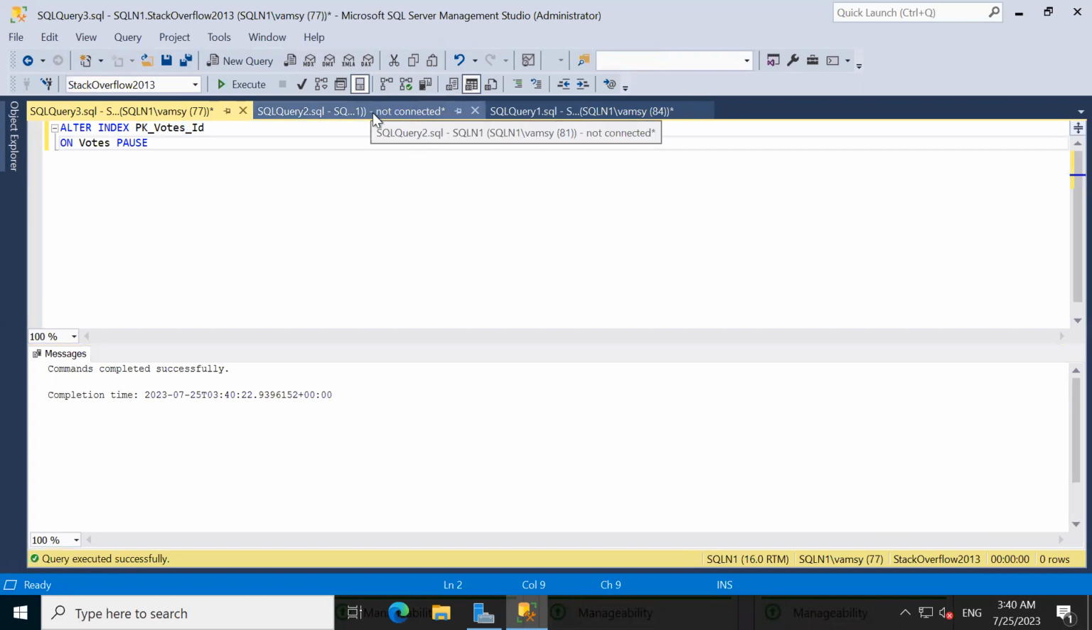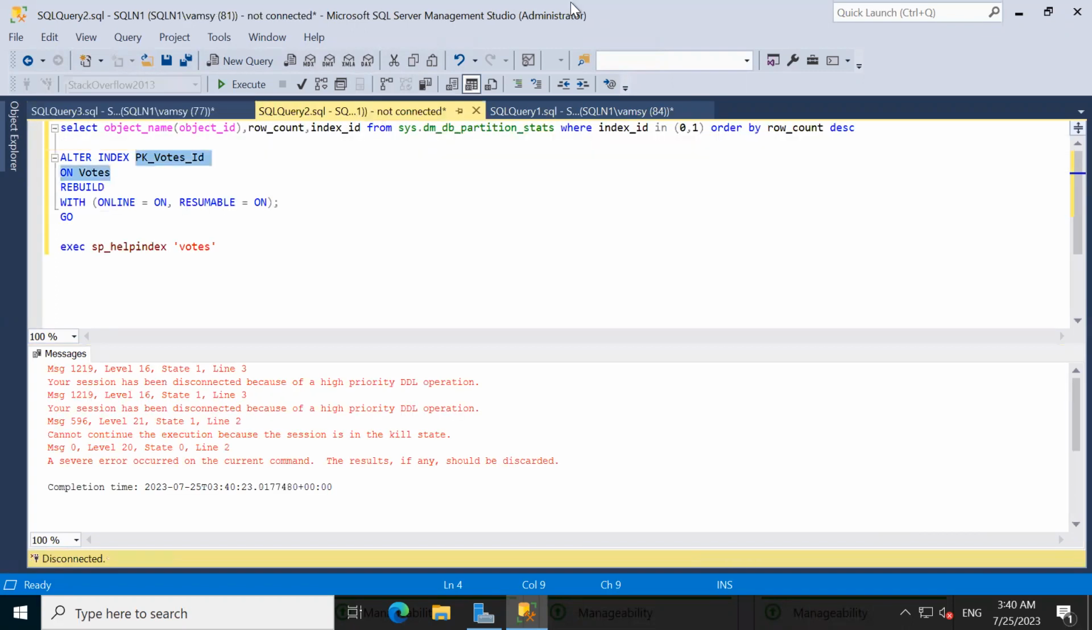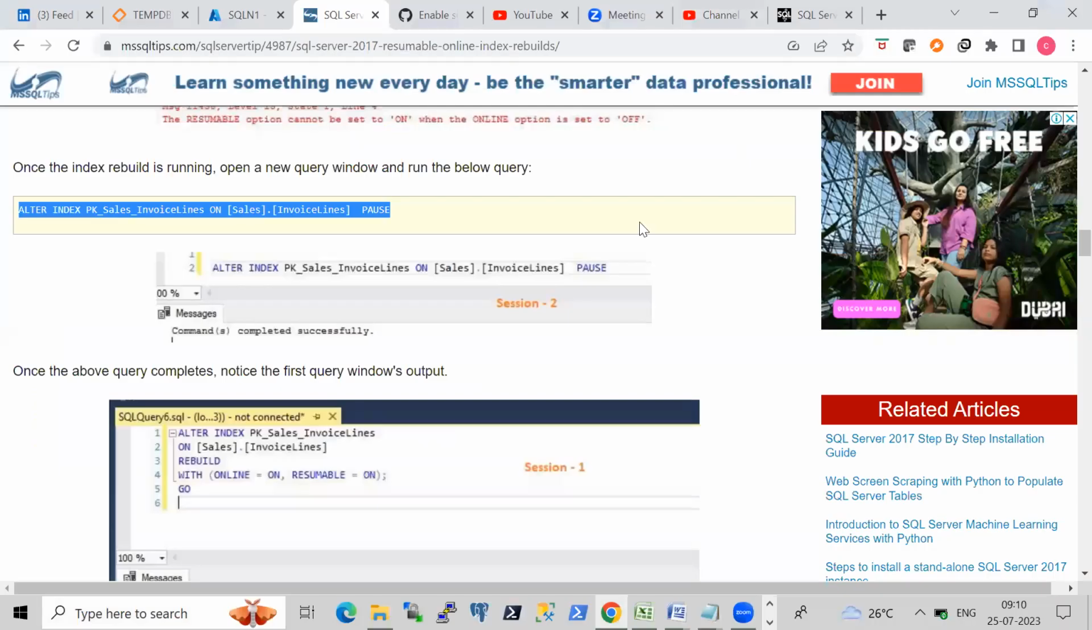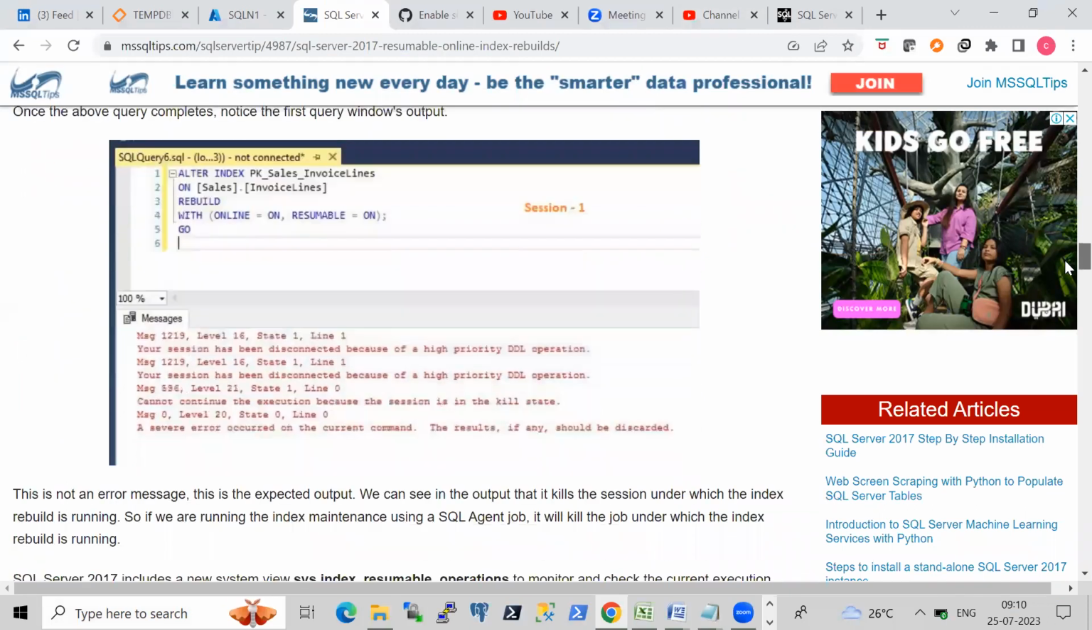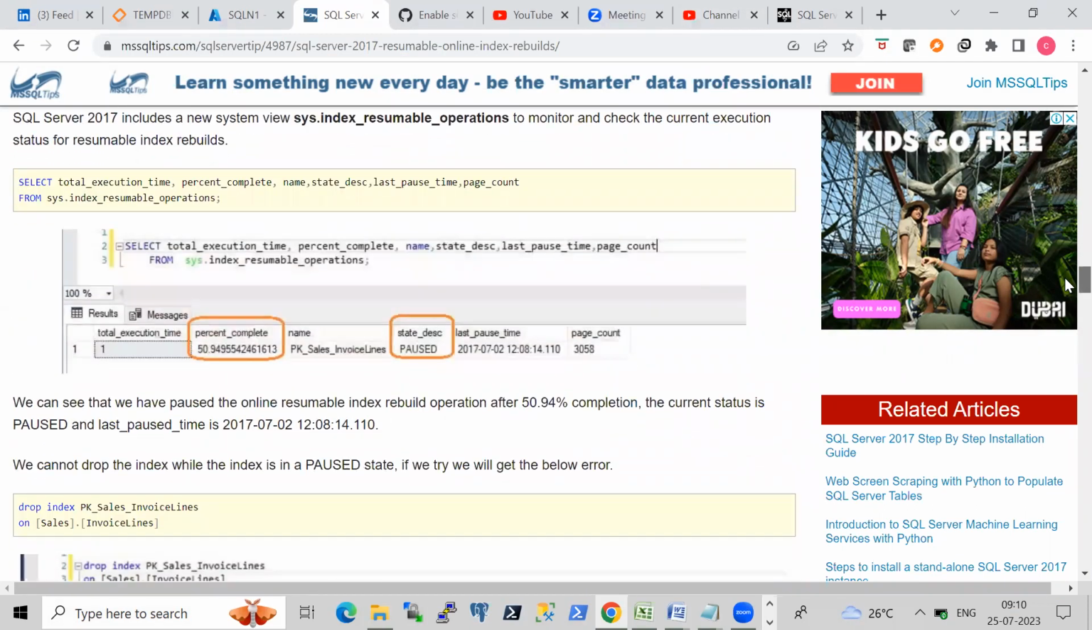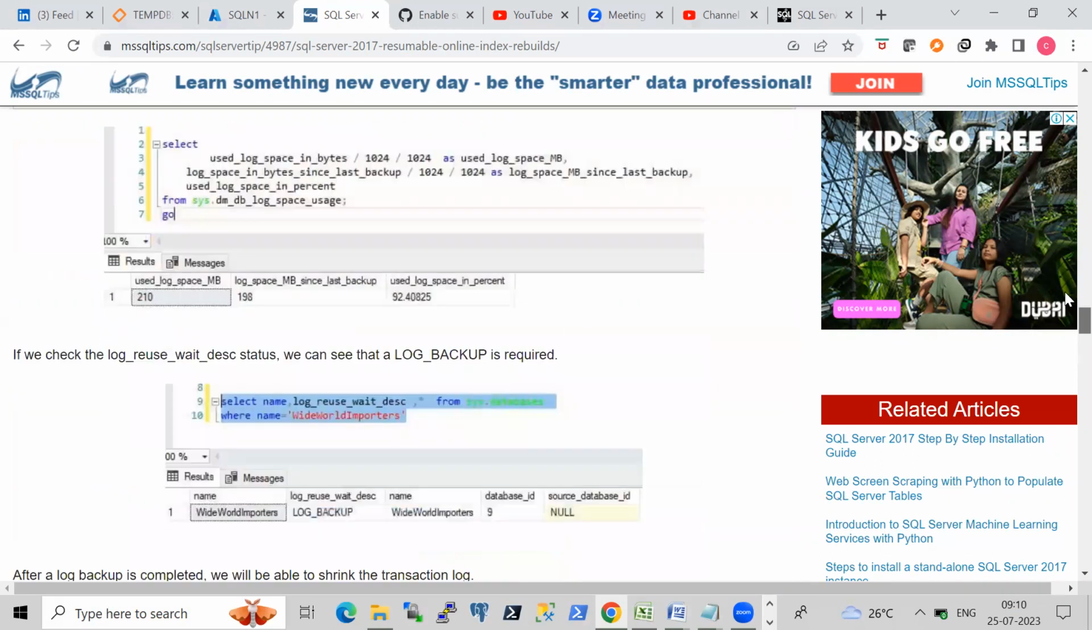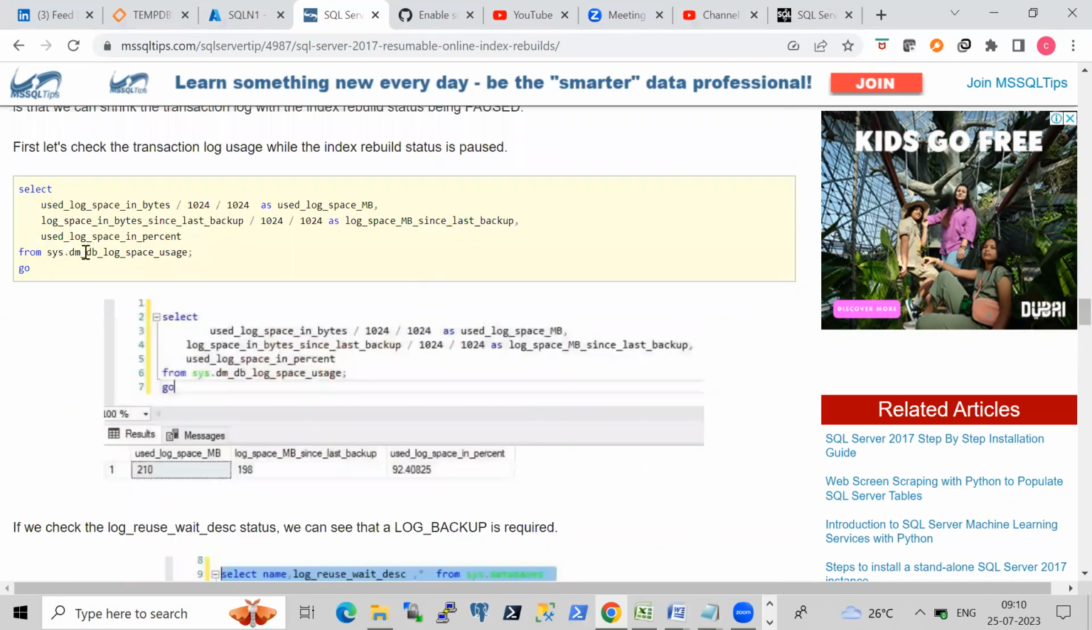But the beauty is, if I say resume, it will continue from where I left off. Since I stopped this operation, I can take a log backup, as my log file is getting full. I can check this also for our information, guys: sys.dm_db_log_space_usage. This is very important and very handy. You have to make use of it in real time. How much space got used and how much is left, percentage used. Instead of DBCC SQLPERF(LOGSPACE), you can use this also.